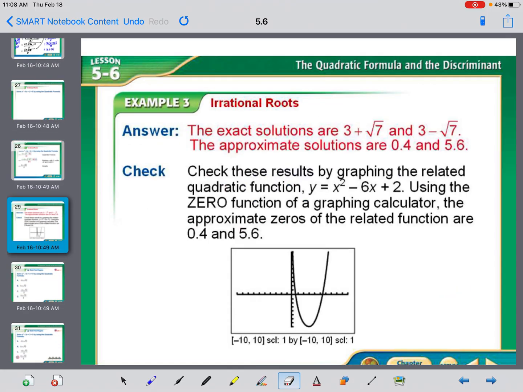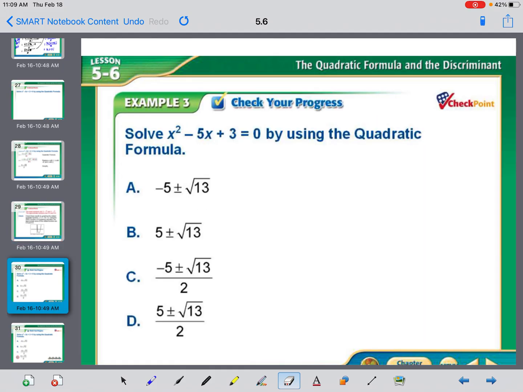You see they got it to here, and then they finished it: 3 plus the square root of 7, 3 minus the square root of 7. These are the decimal approximations. If we graphed it, one solution is between 0 and 1, and the other solution is between 5 and 6. But we wouldn't be able to have these cute solutions if we hadn't used the quadratic formula, so we need to know how to do that. You can confirm stuff with the graphing calculator as far as location, but it will only give you estimated or approximate solutions.